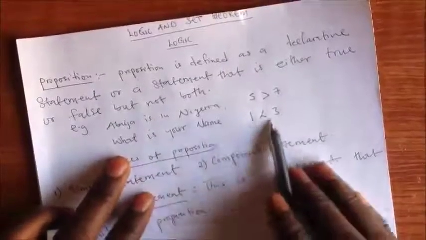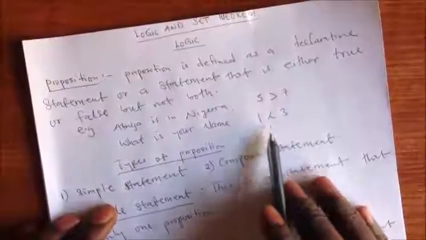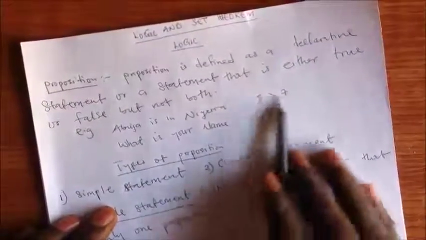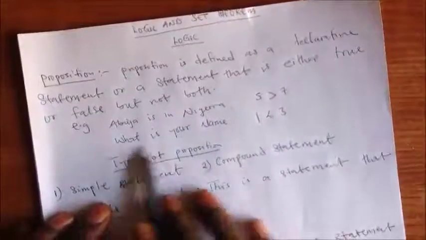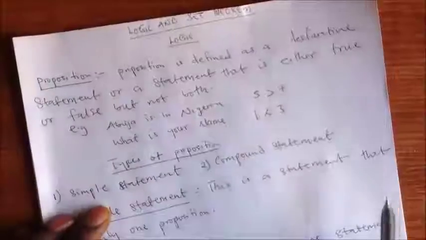When you say 1 is less than 3, this is a true statement. So no way on the face of the earth are you going to see that this is false. It still remains true. But there, what is your name can be true here, can be false anywhere. So that's what we are talking about proposition.